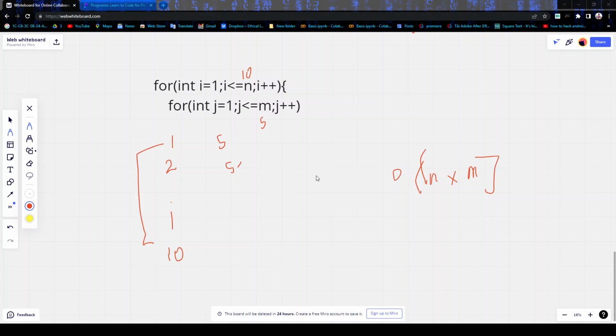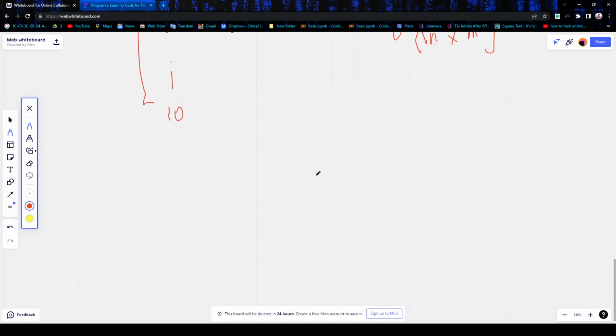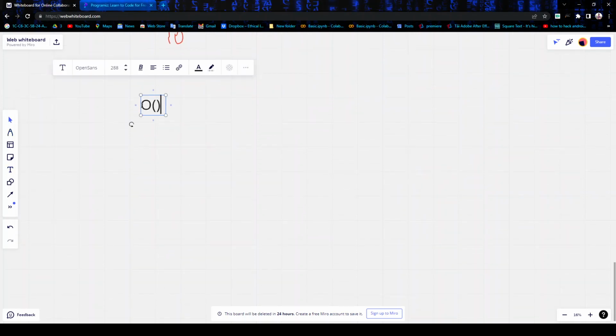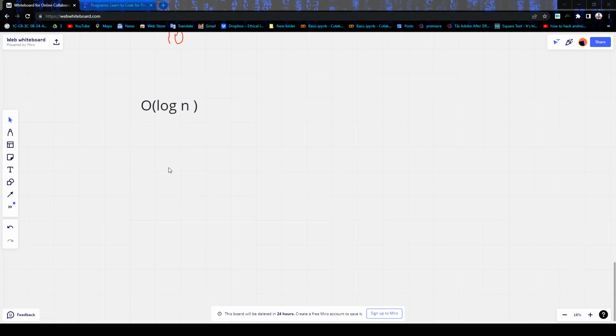Now there comes a situation when you will see a time complexity written as O of log n. So there comes a doubt: what is O of log n time complexity? How do we get that time complexity?